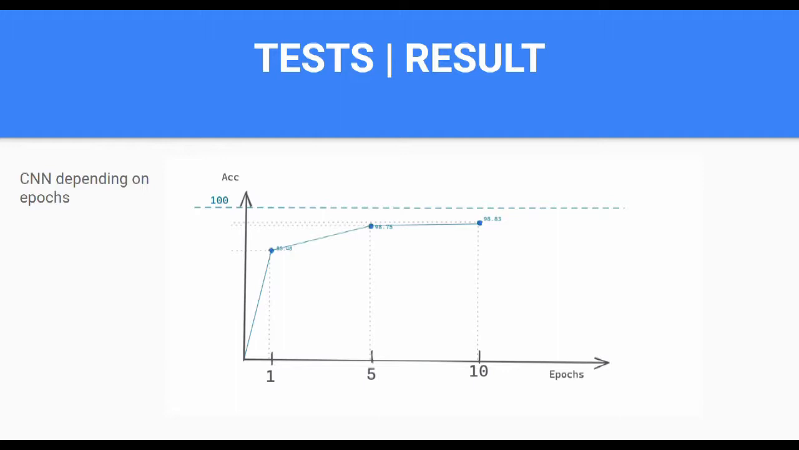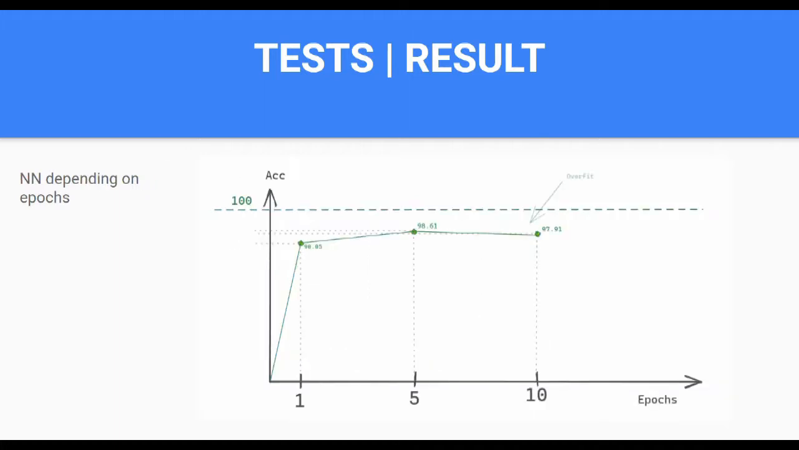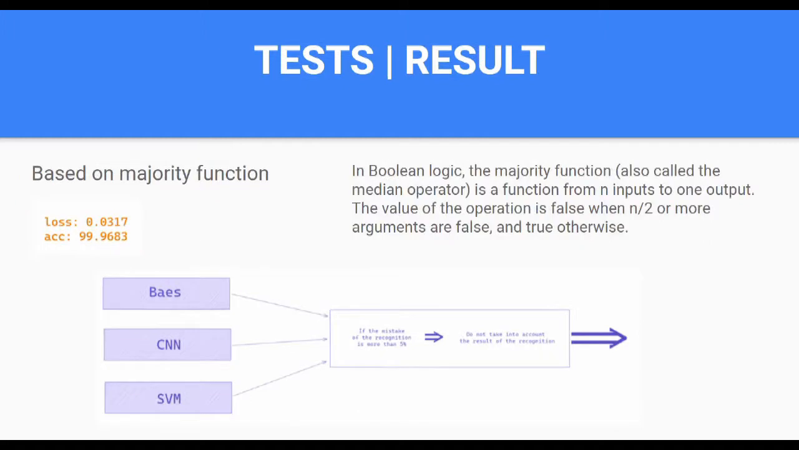On this slide, you can see how the CNN works depending on the count of epochs. As you can notice, 10 epochs is the optimal value. Here is the same for the NN, but at 10 epochs it overfits. So 5 epochs is the optimal value for the NN.